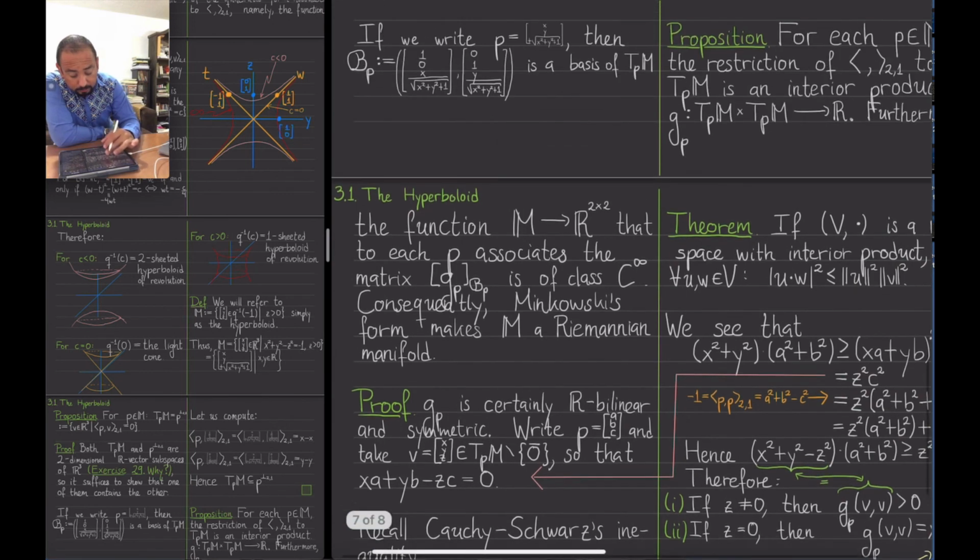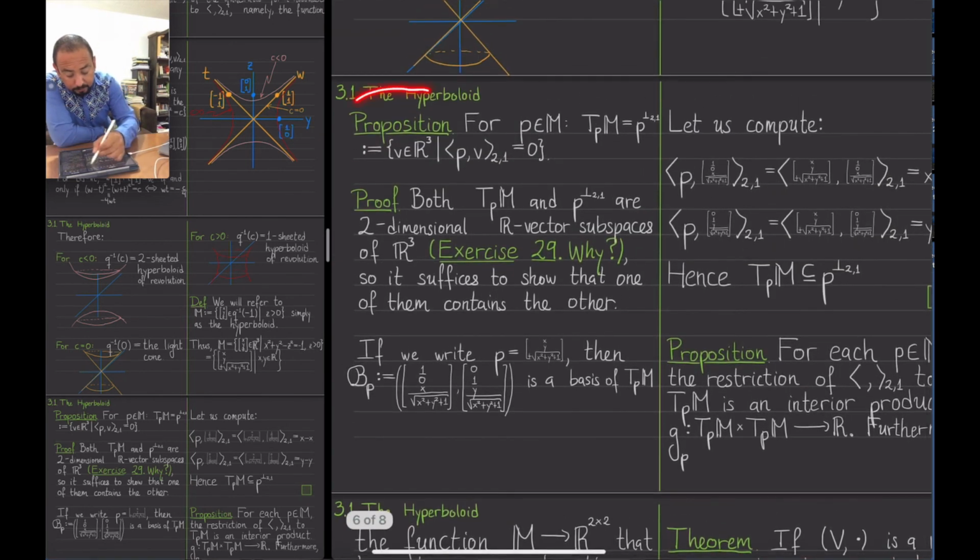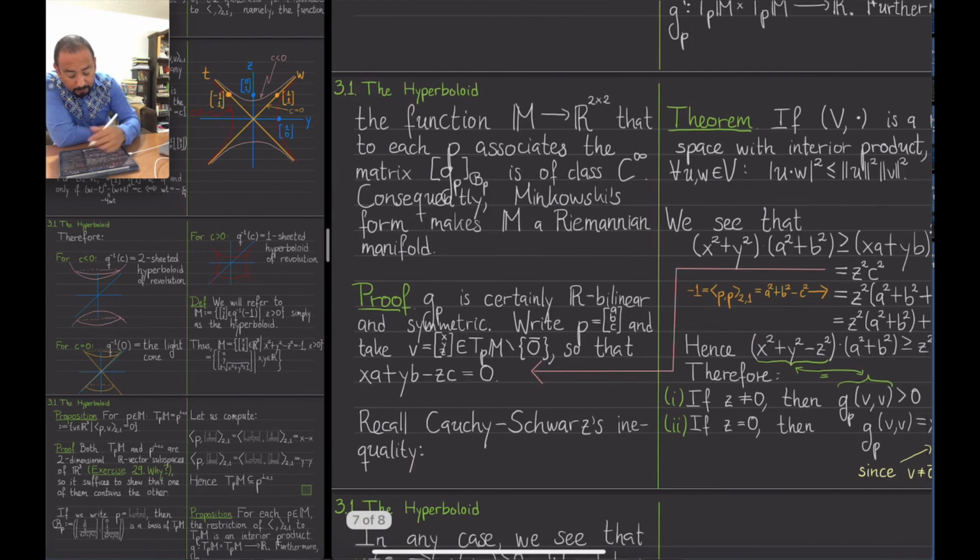Okay, so because of this proposition, namely because of the inclusion we proved, we have this equality, that is V and P are orthogonal with respect to Minkowski's form.